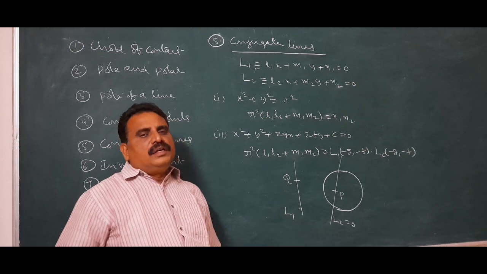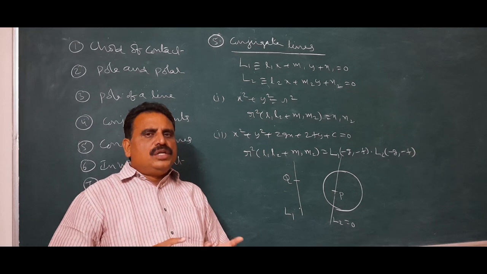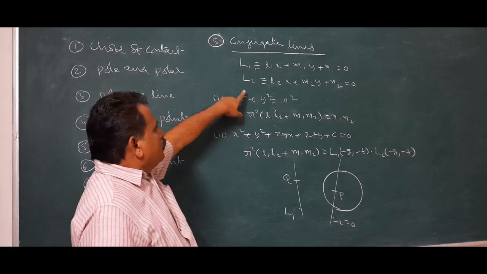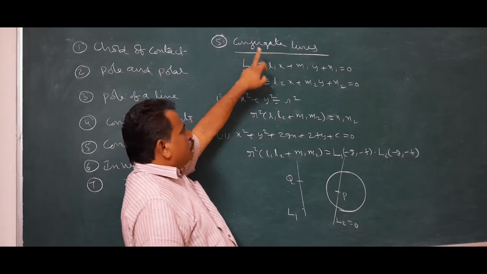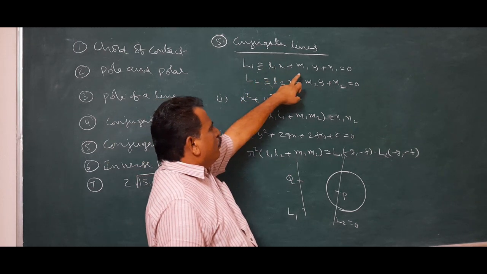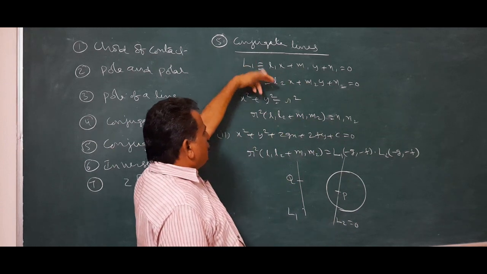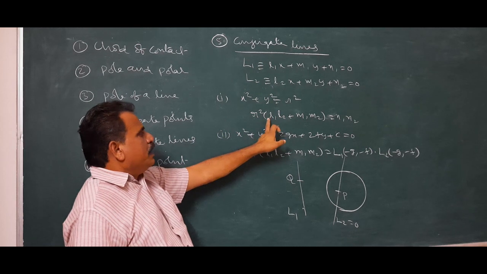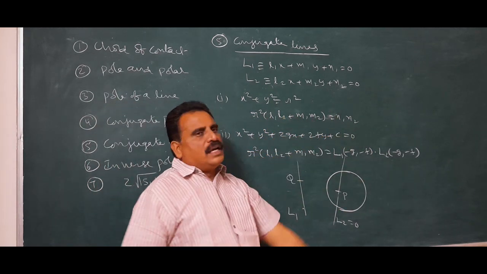Now L1 and L2 are two lines. What is the condition for these two lines to be conjugate? The pole of L1 is minus r square L1 by N1, minus r square M1 by N1. We substitute that in this line, and we get this condition: r square (L1 L2 plus M1 M2) equal to N1 N2.